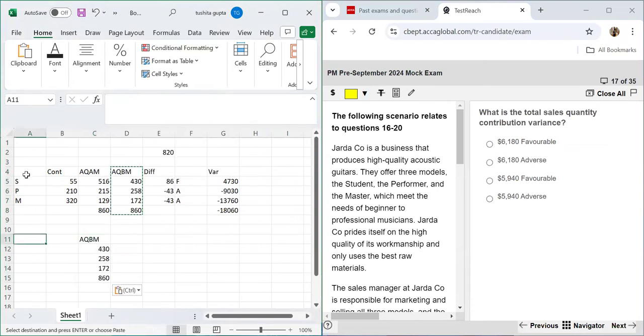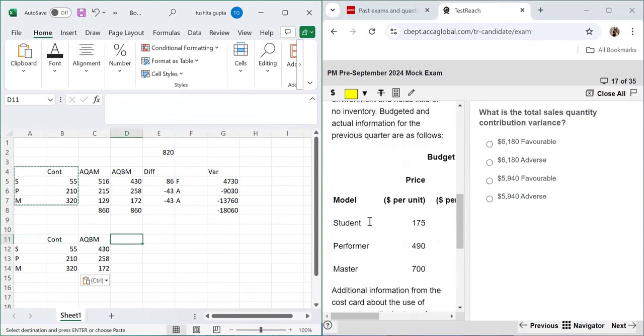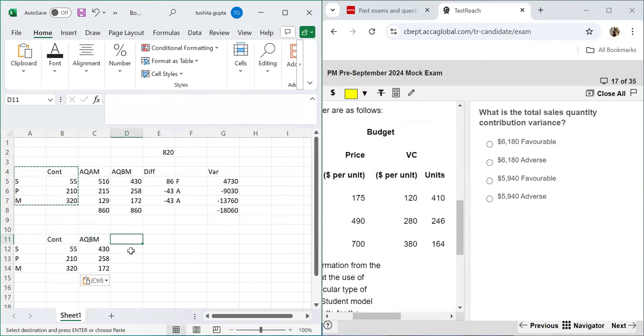It's going to be very easy for you in the actual exam because you will be having the pen and paper for your calculations. So I have copy pasted the contribution and the actual quantity in the budgeted mix for us. Now we have to compare it with how much we should have sold according to our original budget. So these are the units, the budgeted quantity in our budgeted mix. This should have been 410, 246 and 164. This is what we should have sold, and the total of them is this figure, 820.